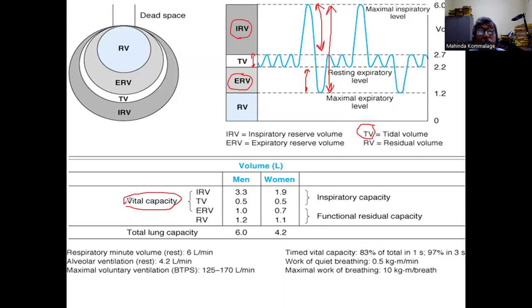So this is the vital capacity. Tidal volume is this one. Vital capacity is the maximum volume that, with extra effort, we can remove to empty the whole lung. And empty means we still have some air in the lungs that we cannot empty.